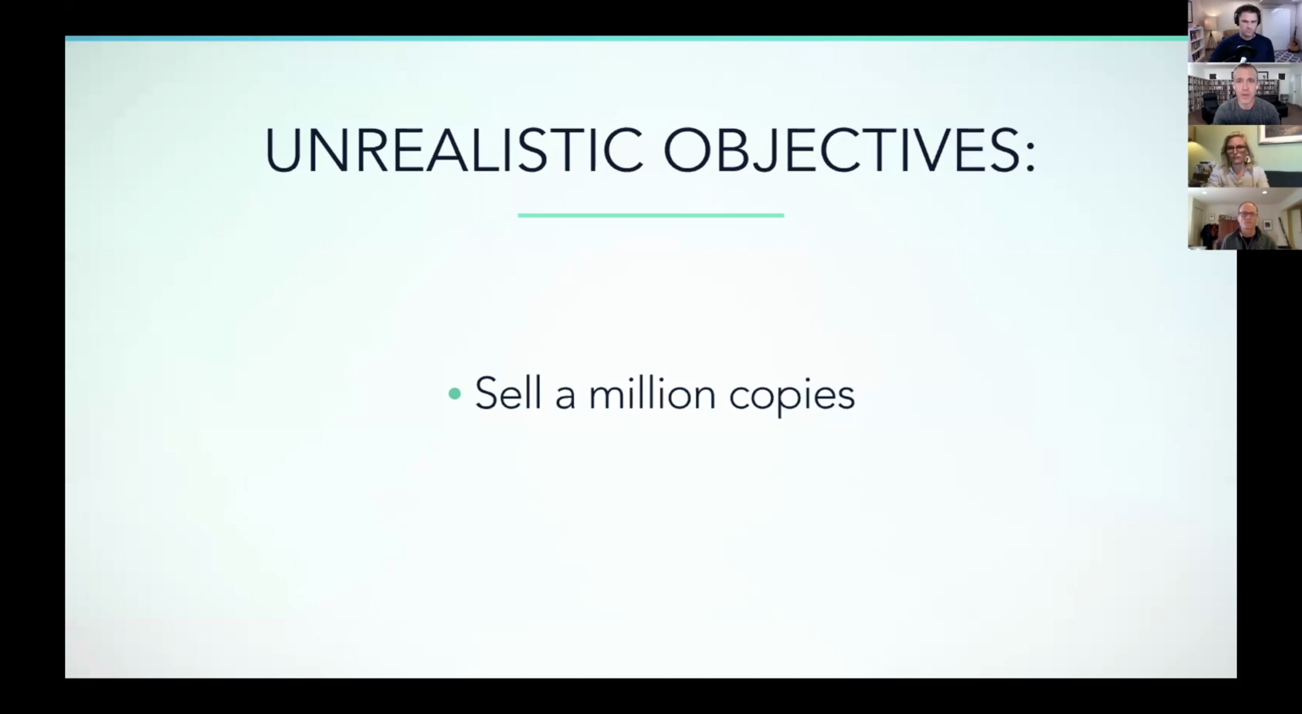Selling 1 million copies. Yet before you say it, I'm the guy who sold 4.5 million copies of his book, and I helped Tiffany write her book, and she sold over 1 million copies, and David Goggins has sold well over, I think, 1.5 million or 2 million copies. So it's not impossible to sell 1 million copies. I'm just telling you, if you have that as an objective, it's extraordinarily unrealistic unless you have a huge audience. David had a huge audience and Tiffany had a huge audience, so that's not unrealistic for them.